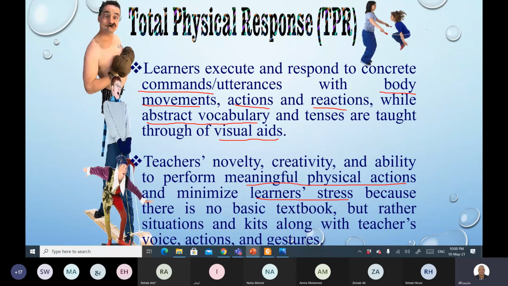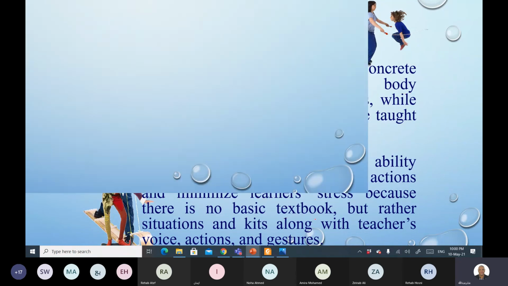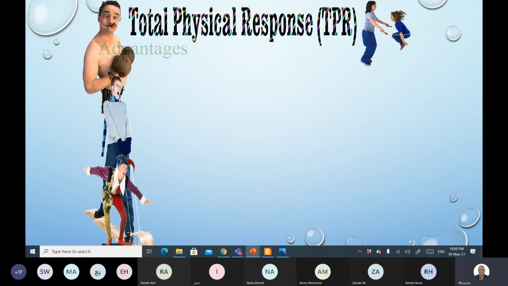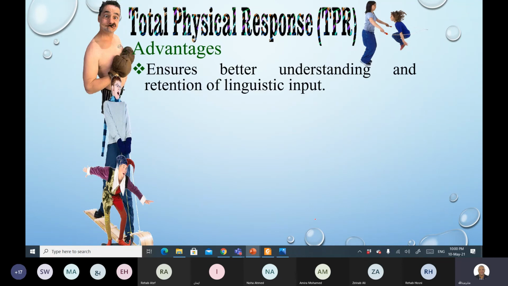And in this method there is no basic textbook. دايما اللي هيستخدم الطريقة دي they do not depend on the textbook, but rather they depend on the situations and the teacher's voice and the gestures, يعني الحركات والإيماءات, and the actions. The advantage of this method is that it ensures better understanding and retention of the linguistic input.